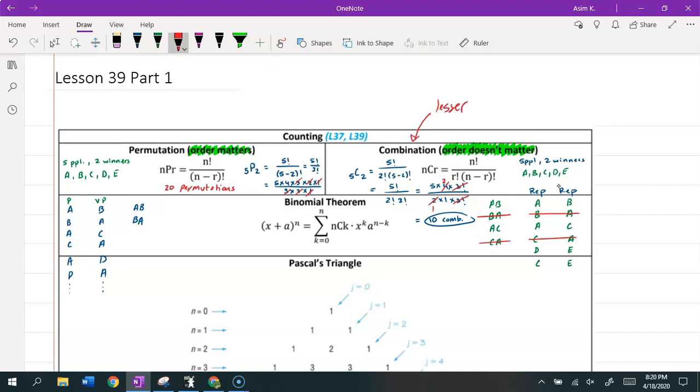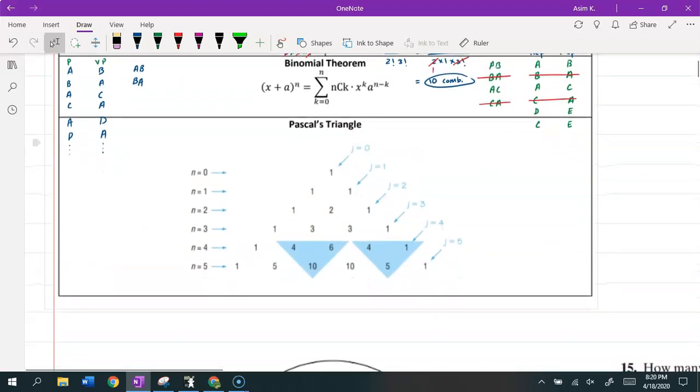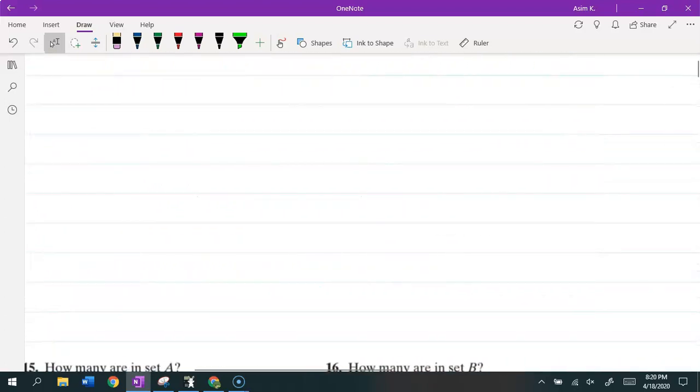So saying AB is the same thing as saying BA, so you can't double count those. Whereas in that previous scenario, saying AB was one unique thing and then saying BA was another unique thing. So that's the first thing that we talk about as far as counting is concerned, is what's a permutation and what is a combination.